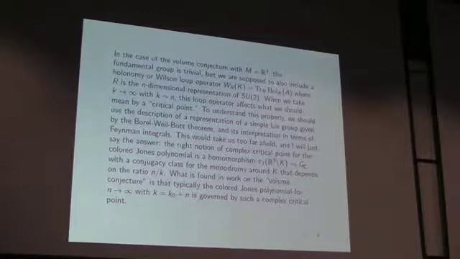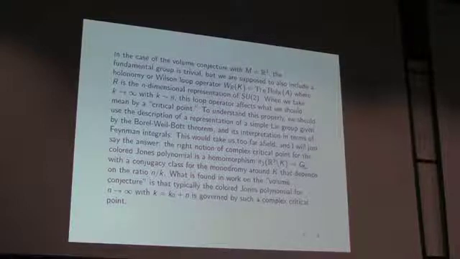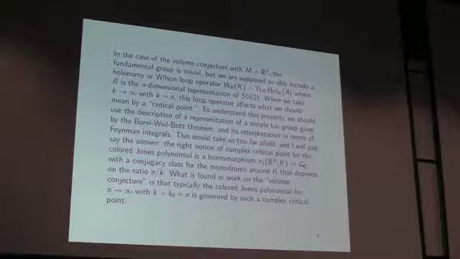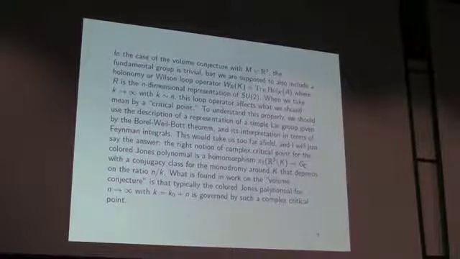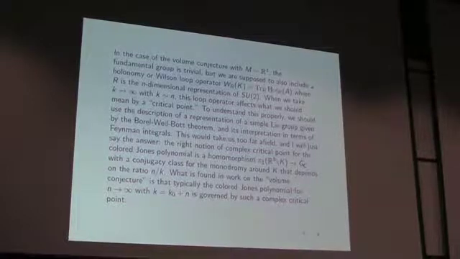So what's shown in the work on the volume conjecture is that typically, if we take n to infinity, with k being a fixed complex number k0 plus n, then the asymptotic behavior of the colored Jones polynomial is governed by such a complex critical point.